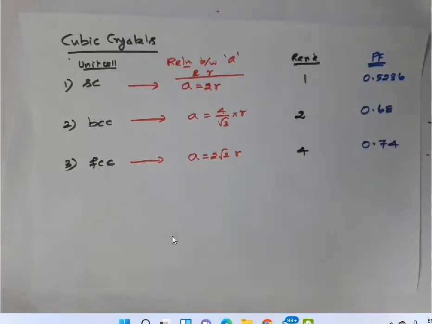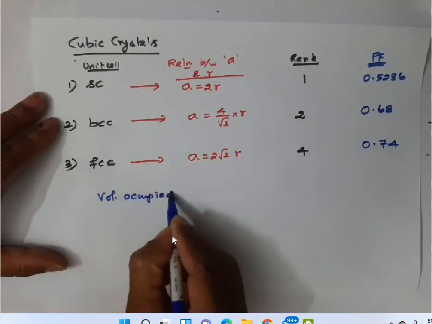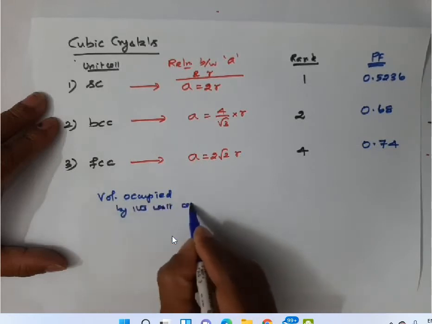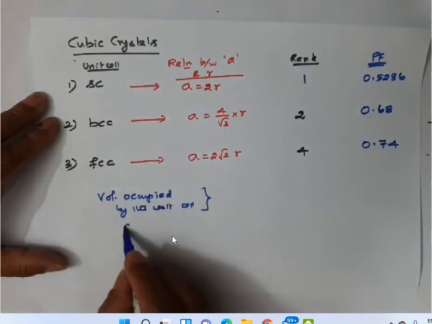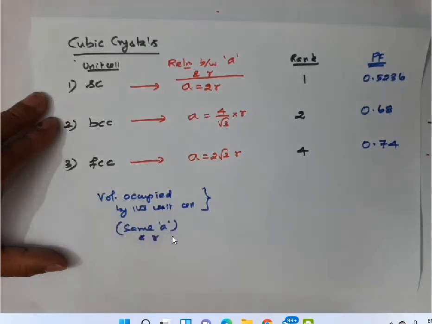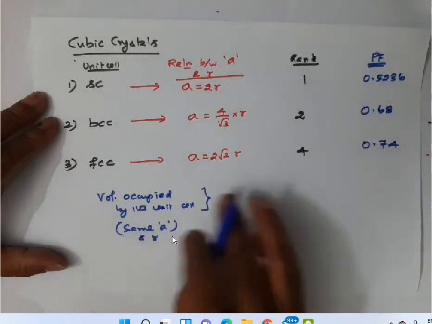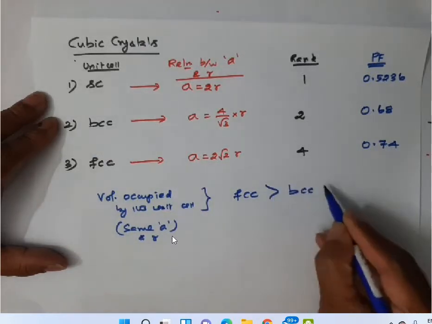So if you compare the volume occupied by the unit cell, assuming simple cubic, BCC, FCC have the same edge length, and the radius of atoms is the same, just as an assumption, then which one occupies more volume? FCC occupies more volume in the unit cell, then BCC, then simple cubic.